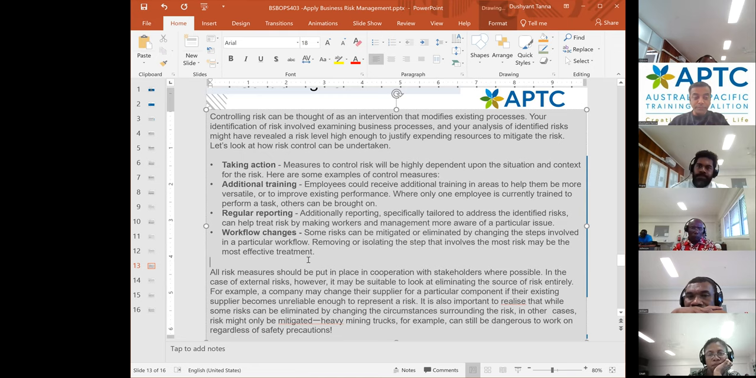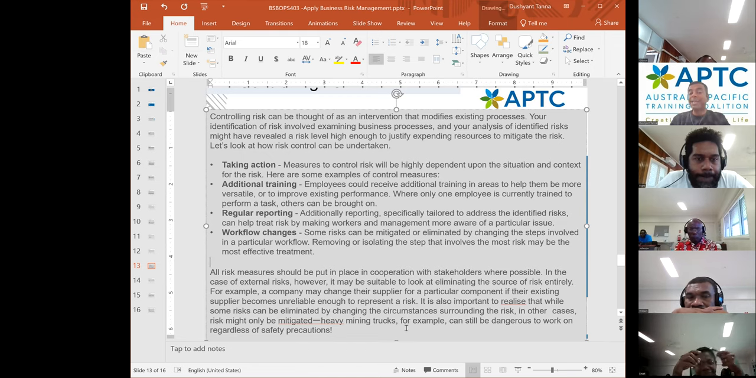Then workflow changes. Some risks can be mitigated or eliminated by changing the steps involved in a particular workflow. Removing or isolating the steps that involve the most risk may be the most effective treatment. Sometimes you just have to remove the risk where possible. All risk measures should be put in place in cooperation with stakeholders where possible. In the case of external risk, it may be suitable to look at eliminating the risk entirely. A company may change their supplier for a particular component if their existing supplier becomes unreliable enough to represent a risk. It's also important to realize that while some risk can be eliminated, in other cases it can only be mitigated. Heavy mining trucks, for example, can be dangerous to work on regardless of the safety precautions.